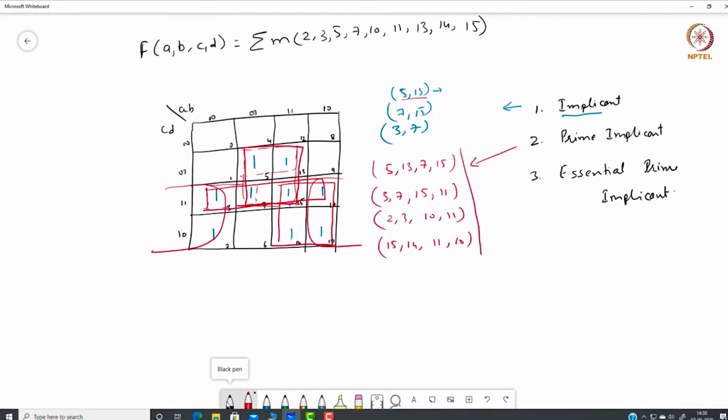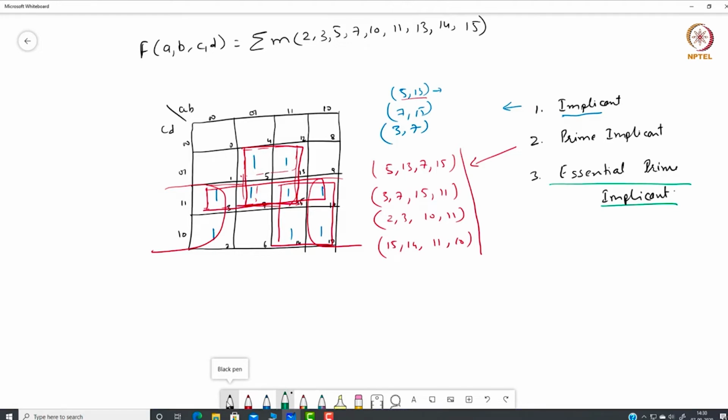Prime implicants are the largest implicants which can be formed. So there could be a few redundant ones. That's why we now define a new term, which is called essential prime implicants. Essential prime implicants are those implicants which have to be part of our final solution. How do we find out which cubes should be part of our final solution?